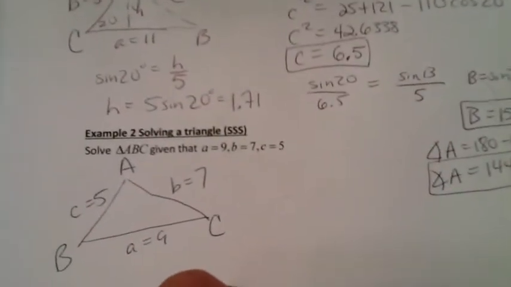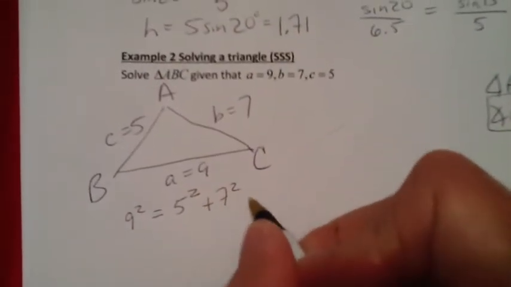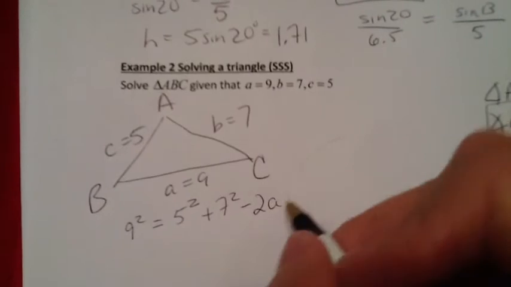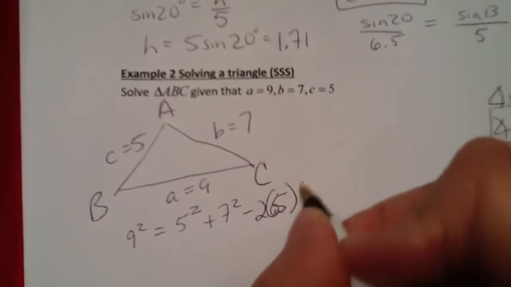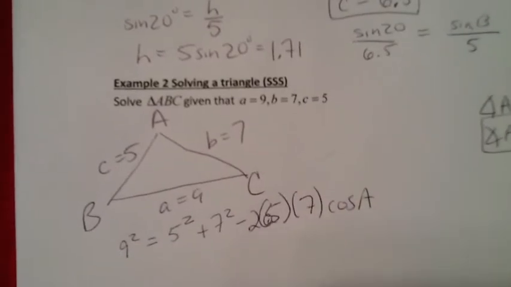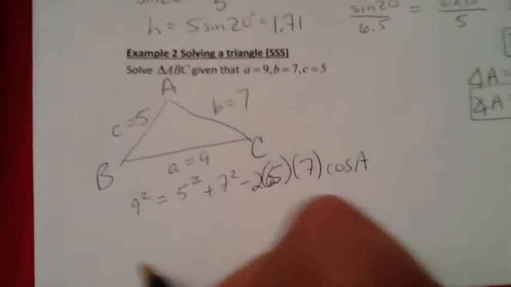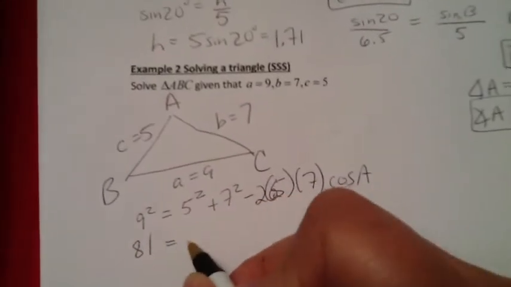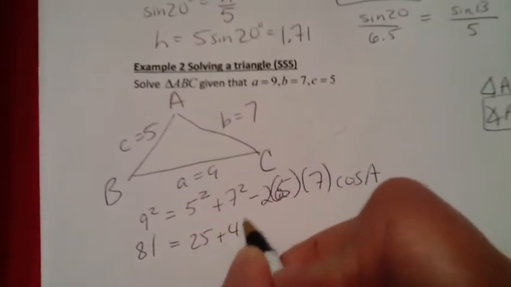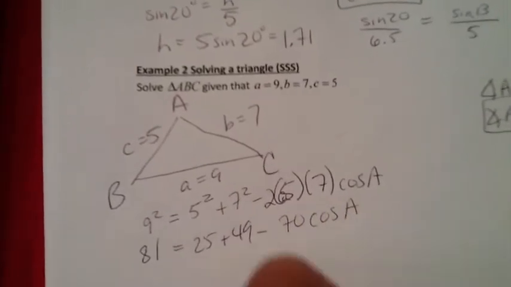So using that, I'm going to say 9 squared equals 5 squared plus 7 squared minus 2 times 5 times 7 times the cosine of A, and I'm going to end up solving for A. So I'm going to actually take 81 equals 25 plus 49 minus 70 cosine A.